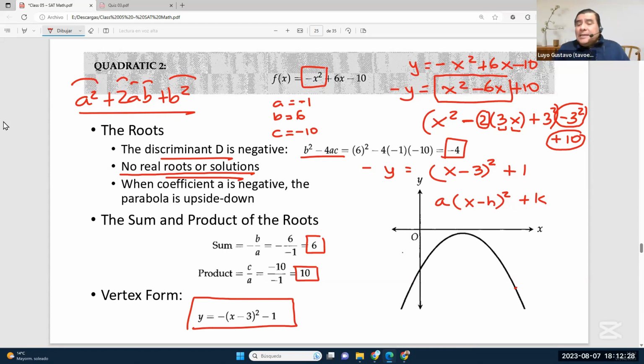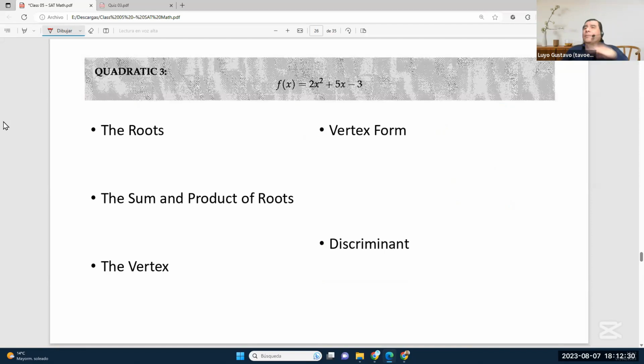Okay, let's see one more example. This time, everyone will try to determine everything here. If I have this quadratic equation, what are the roots? Okay, there are several ways. You can use factorization. You can use the Bhaskara formula or the general formula, the quadratic formula, or any other method that you remember. Let's try to use factorization.